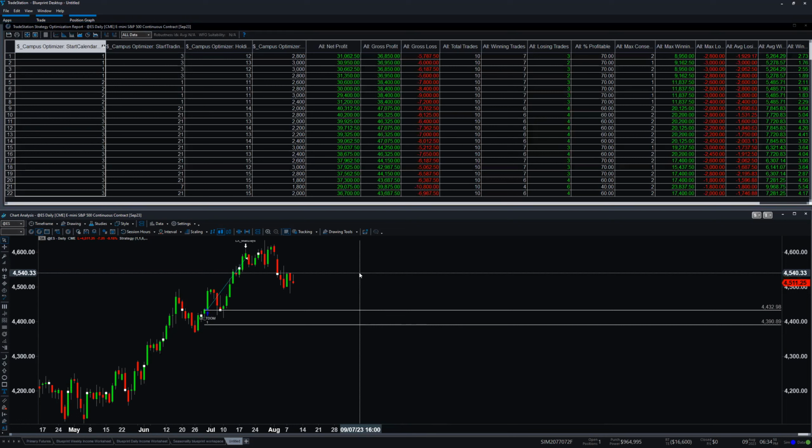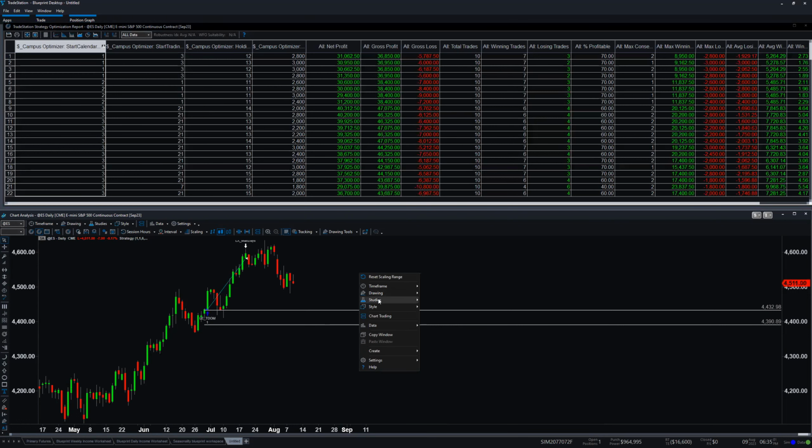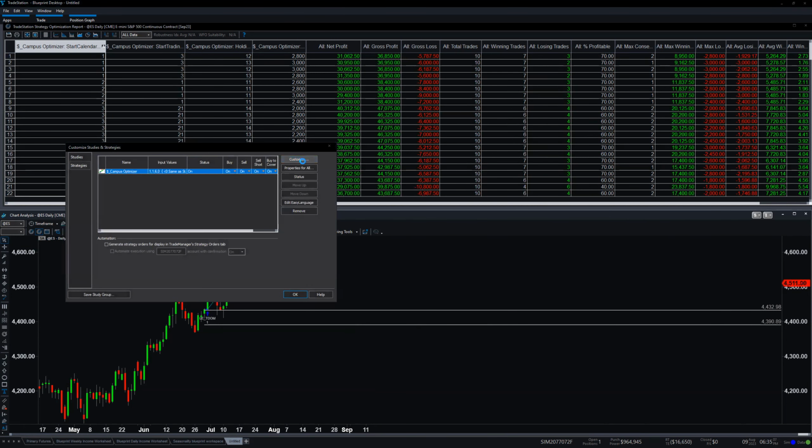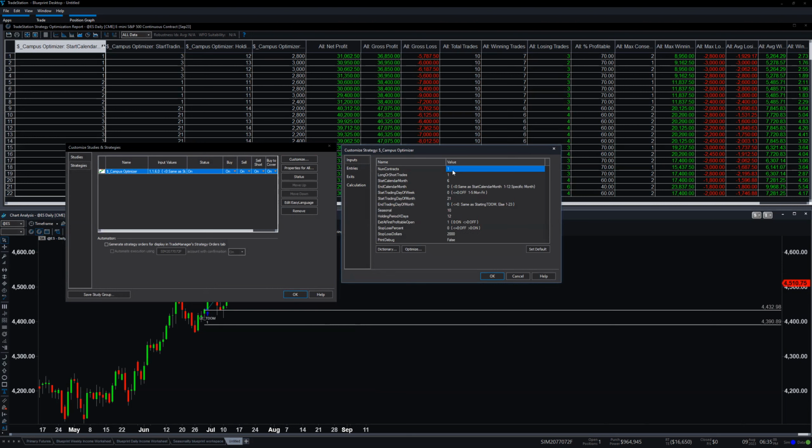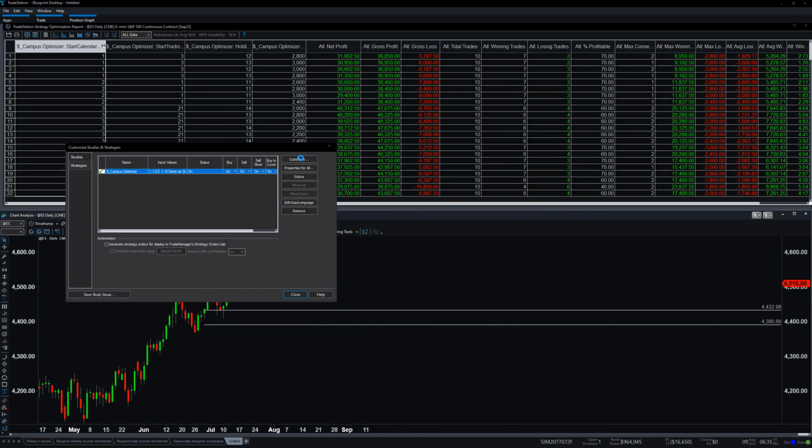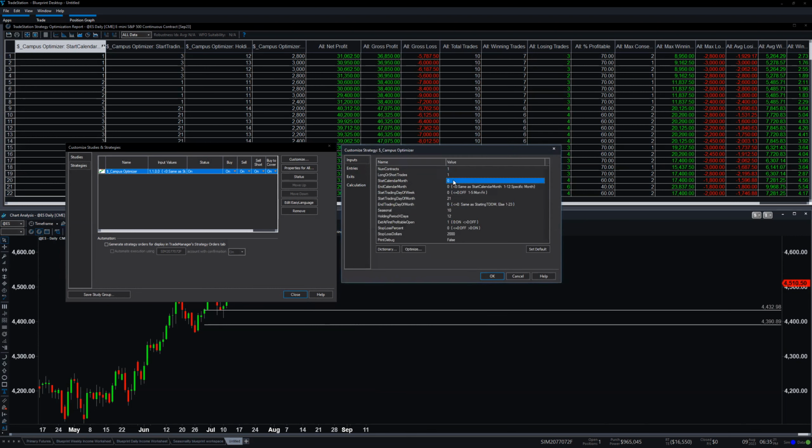So let's change our optimization approach a little bit. Let's say, rather than optimizing everything, let's for a minute look at all calendar months without differentiating between the month we're looking at.